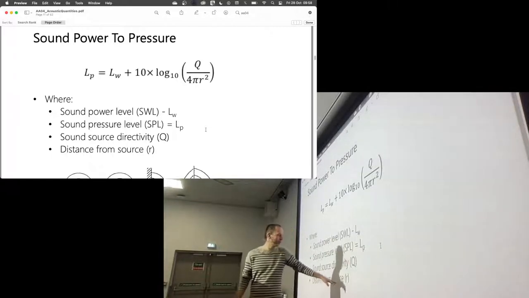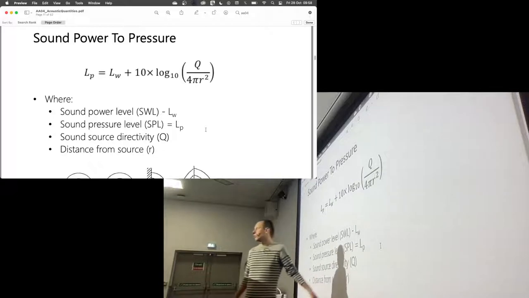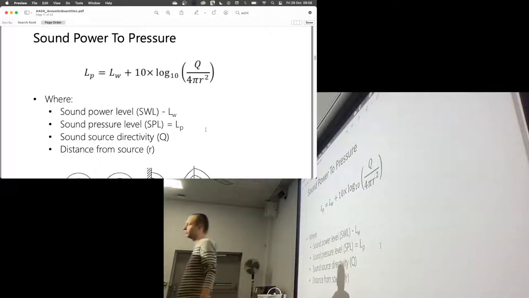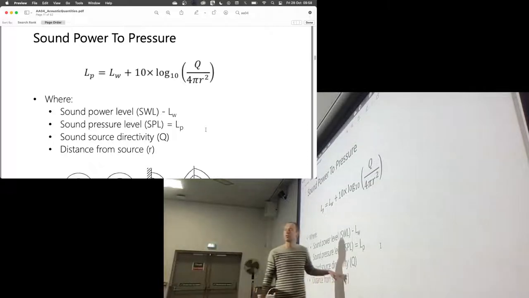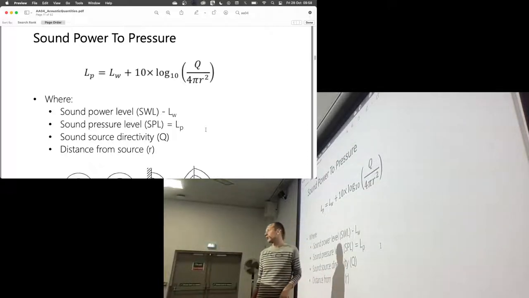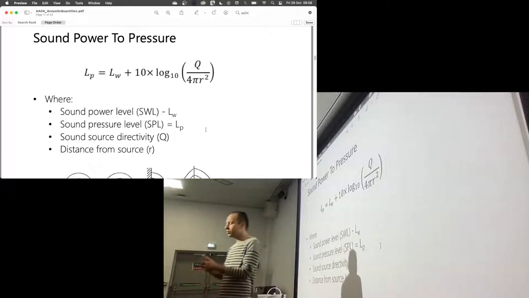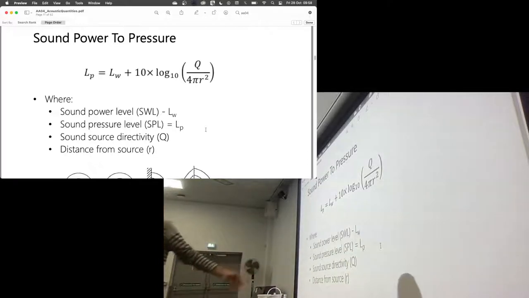And in acoustics, what we have is a term which is near field. And in the near field of the source, we actually have a different set of equations. So it can be very close to the source, and then this essentially breaks down.